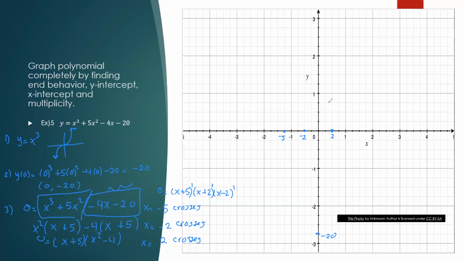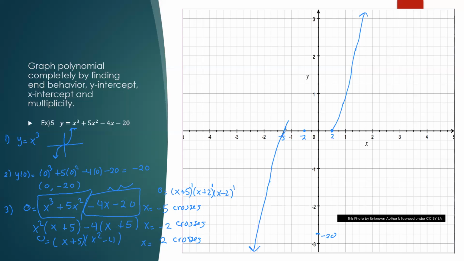Okay, so now let's do our end behavior. So our most positive x-intercept is at 2, and it rises to the right. Our smallest x-intercept is at negative 5, and it falls to the left. Okay, now let's do our bounces and crosses thing. They all cross. So at negative 5, it goes straight through, it crosses.